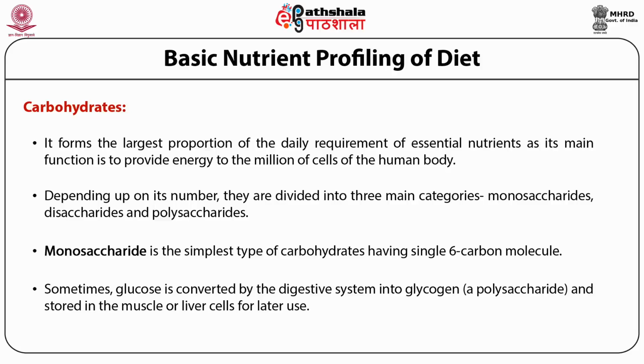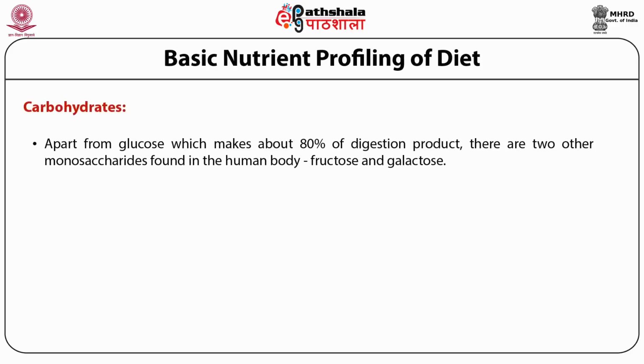Interestingly, when the capacity for storing glycogen molecules in muscle or liver cells is reached, the excess glucose molecules are converted into fat and stored in the adipose tissue. Hence, even if a person is on a low fat diet but higher on the carbohydrate diet, then possibly he or she would increase the body fat content. Apart from glucose, which makes about 80% of the digestion product, there are two other monosaccharides found in the human body, that is fructose and galactose.